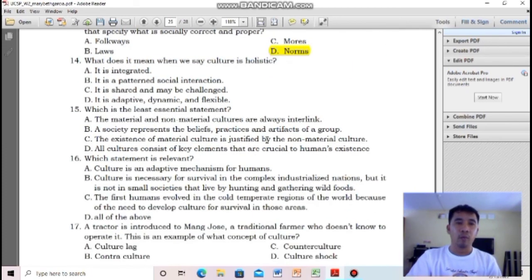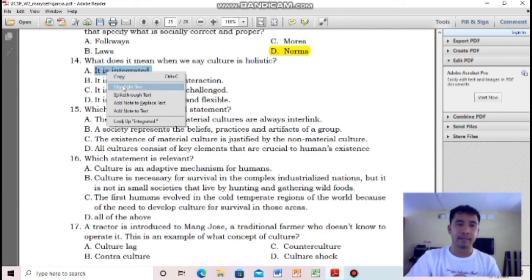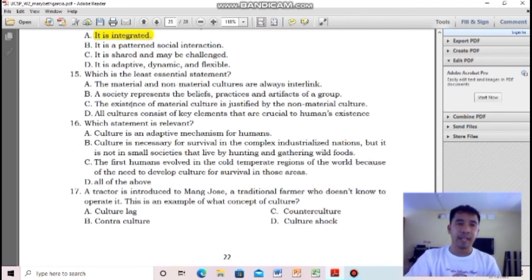Number 14, what does it mean when we say culture is holistic? Mga holistic, it is number 14, letter A, it is integrated. Kumbaga, it tackles the whole part. Number 15, which is the least essential statement? The least essential statement is number 15, it's letter B.